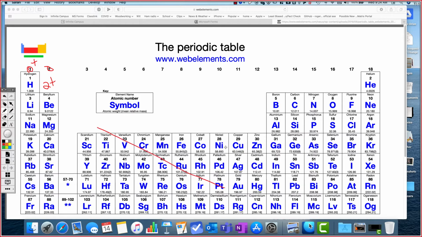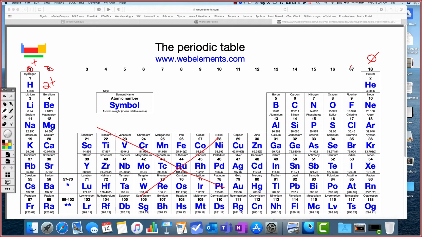We're going to skip the transition metals. And when I come over here, I like to put a little 0 above the noble gases just to remind me those are not going to form compounds. They're not going to get oxidation numbers.